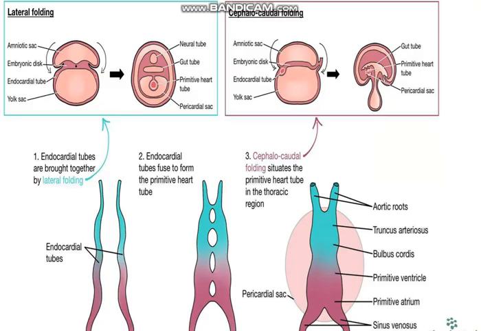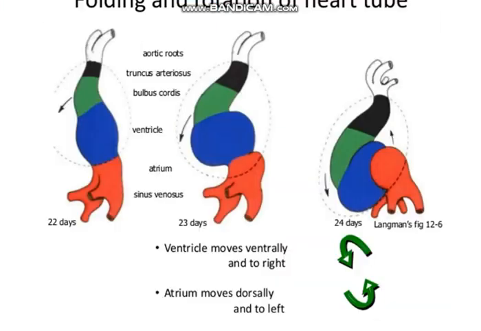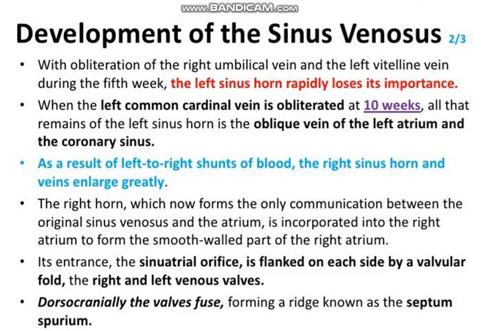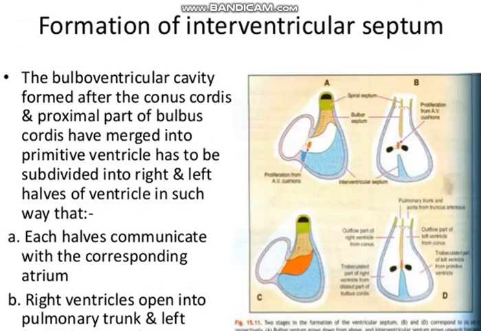This is cephalocaudal folding. The ventricle moves ventrally and to the right. The atrium moves dorsally to the left. And the left common cardinal vein is obliterated at 10 weeks, and as a result of left to right shunt of blood, the left sinus horn and vein enlarge greatly. And formation of the ventricular septum.